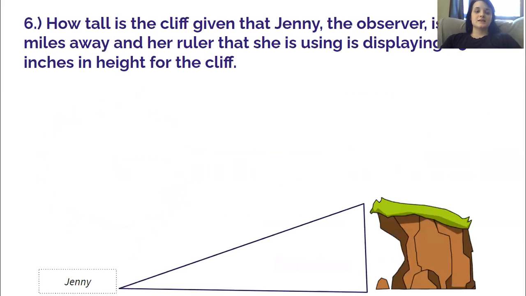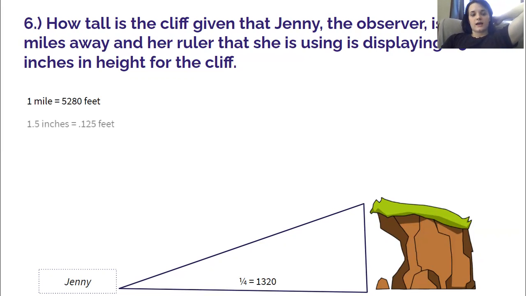For question number 6, how tall is the cliff given that Jenny, the observer, is 1/4 mile away and the ruler she's using is displaying 1.5 inches of height for the cliff? Well, we automatically know that 1 mile is 5,280 feet. So we're just going to find 1/4 mile, divide that by 4, and you'll notice that'll give us 1,320 feet.